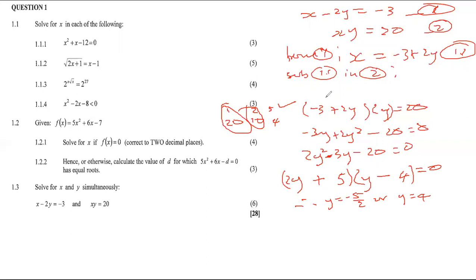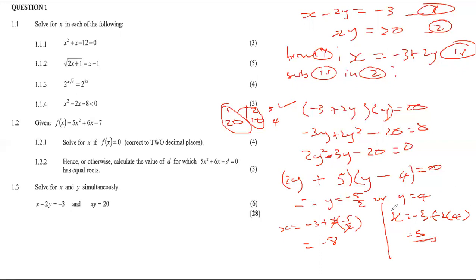Then, of course, I substitute everything in that equation 1.1. So if y is minus 5 over 2, then x is minus 3 plus 2 into minus 5 over 2. This takes care of this, and so x is negative 8. In the same respect, if y equals 4, then x is minus 3 plus 2 times 4, and this is basically 8 and then minus 3, which is 5.